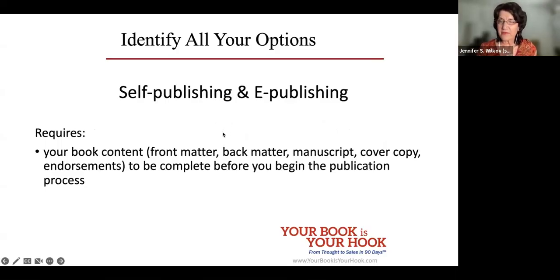Self and e-publishing, this is where we're going to spend our time tonight. When you self and electronically publish, you need to have your book complete before you can enter into the publication process. What that means is what we call front matter, back matter, the actual manuscript, the cover itself, the cover copy, and the endorsements. And I'm a big fan of endorsements. Yes, even for self-published books.